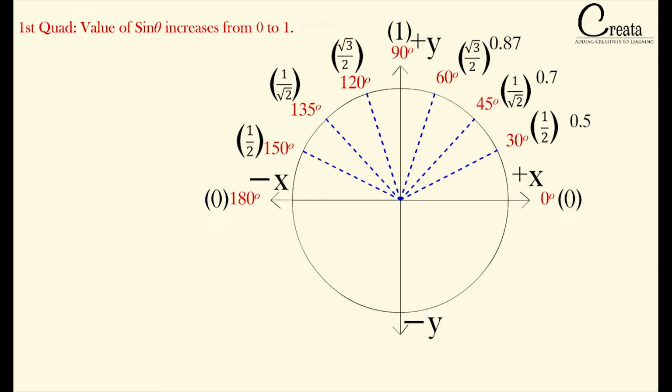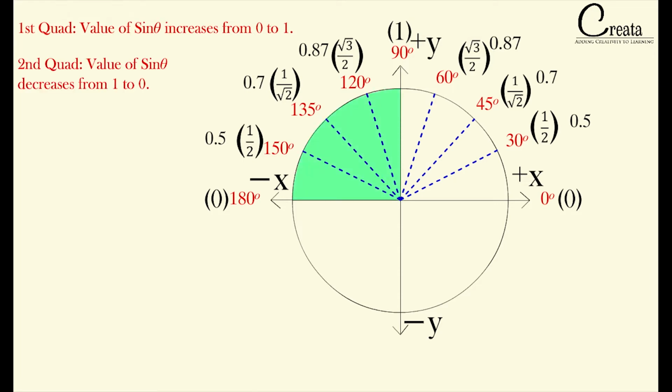We see that at sine 90 degree it is 1, and as we move further, its value decreases to 0.87, then to 0.7, and then to 0.5, and it ends at 0, meaning sine decreases from 1 to 0. So as a conclusion, we can say that in second quadrant, sine decreases from 1 to 0. Got it? Any confusion? In first quadrant, sine increases from 0 to 1, and in second quadrant, we have seen sine is decreasing from 1 to 0. Let's proceed to third quadrant.